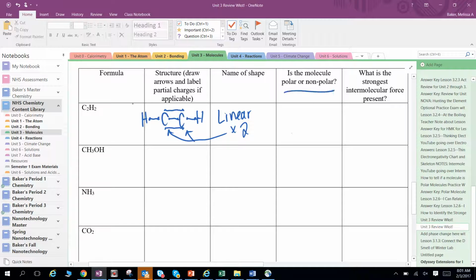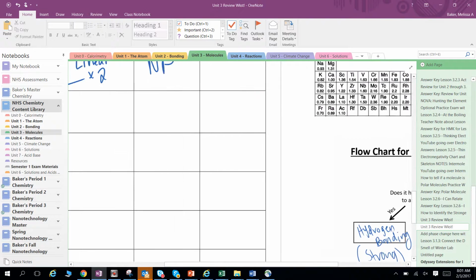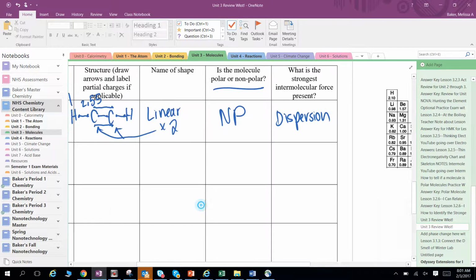To figure out if it's polar or nonpolar, again, we check the electronegativity chart and we see are there any bonds that have a difference of 0.5 or greater. And in this case, everything is a tie, so this would be nonpolar. Using our handy-dandy flowchart, if something's nonpolar, it's definitely going to have the weakest forces between those molecules. In this case, dispersion.